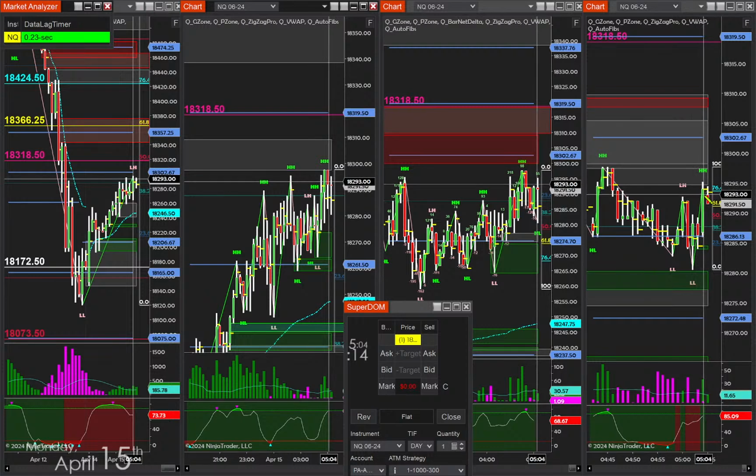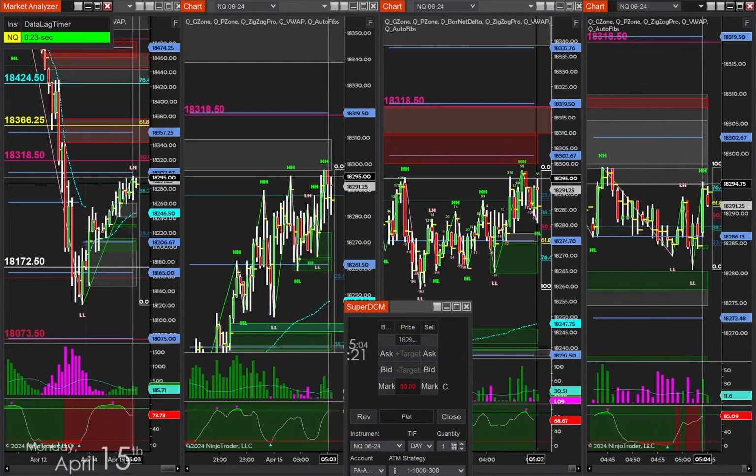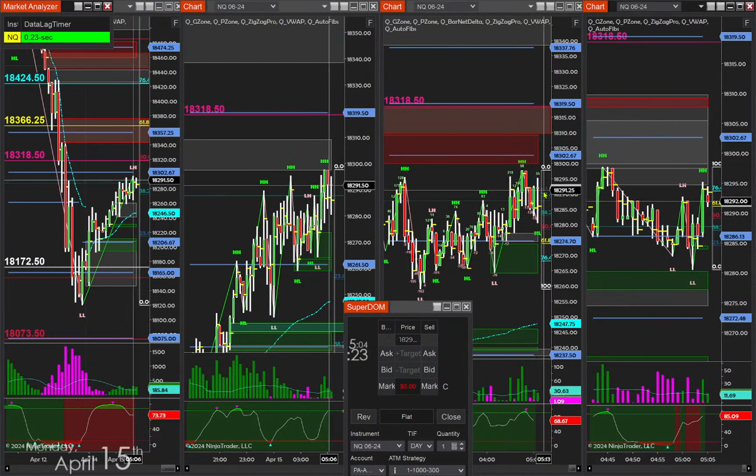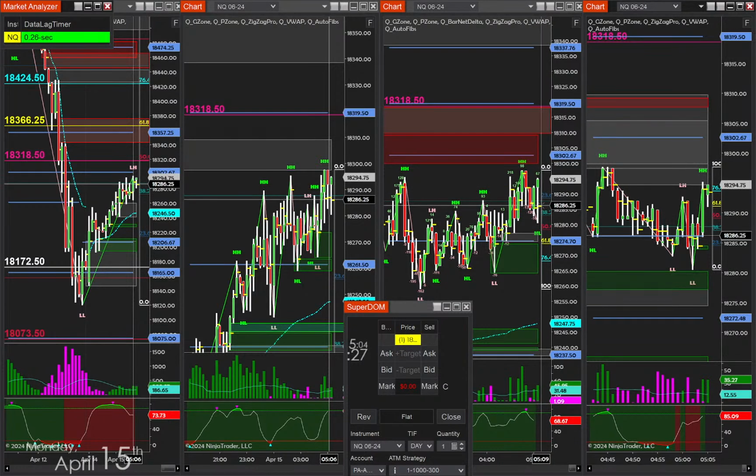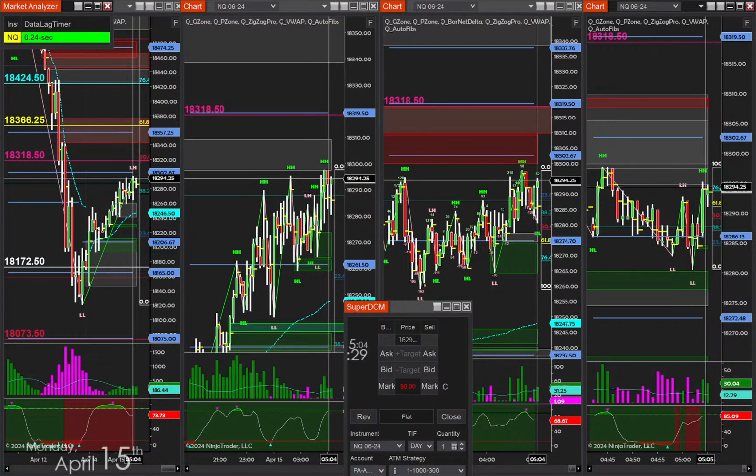So this could be a good short here, right? But again, I don't trade on the 1 minute. My stop and target are on the 1 minute, but on the 5 minute, you see that this bar right here, this POC, is at the low of the bar. So this wouldn't be a good short for me.